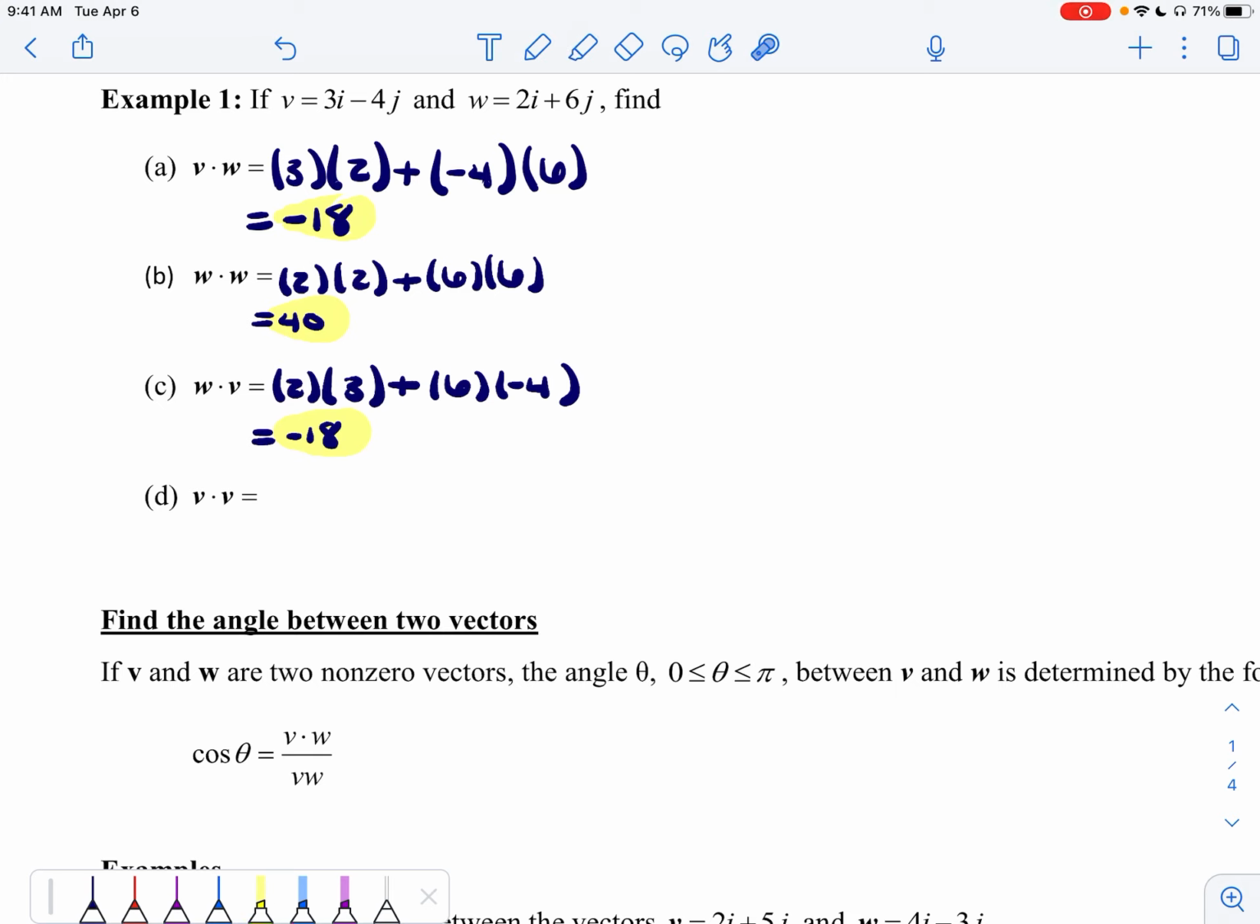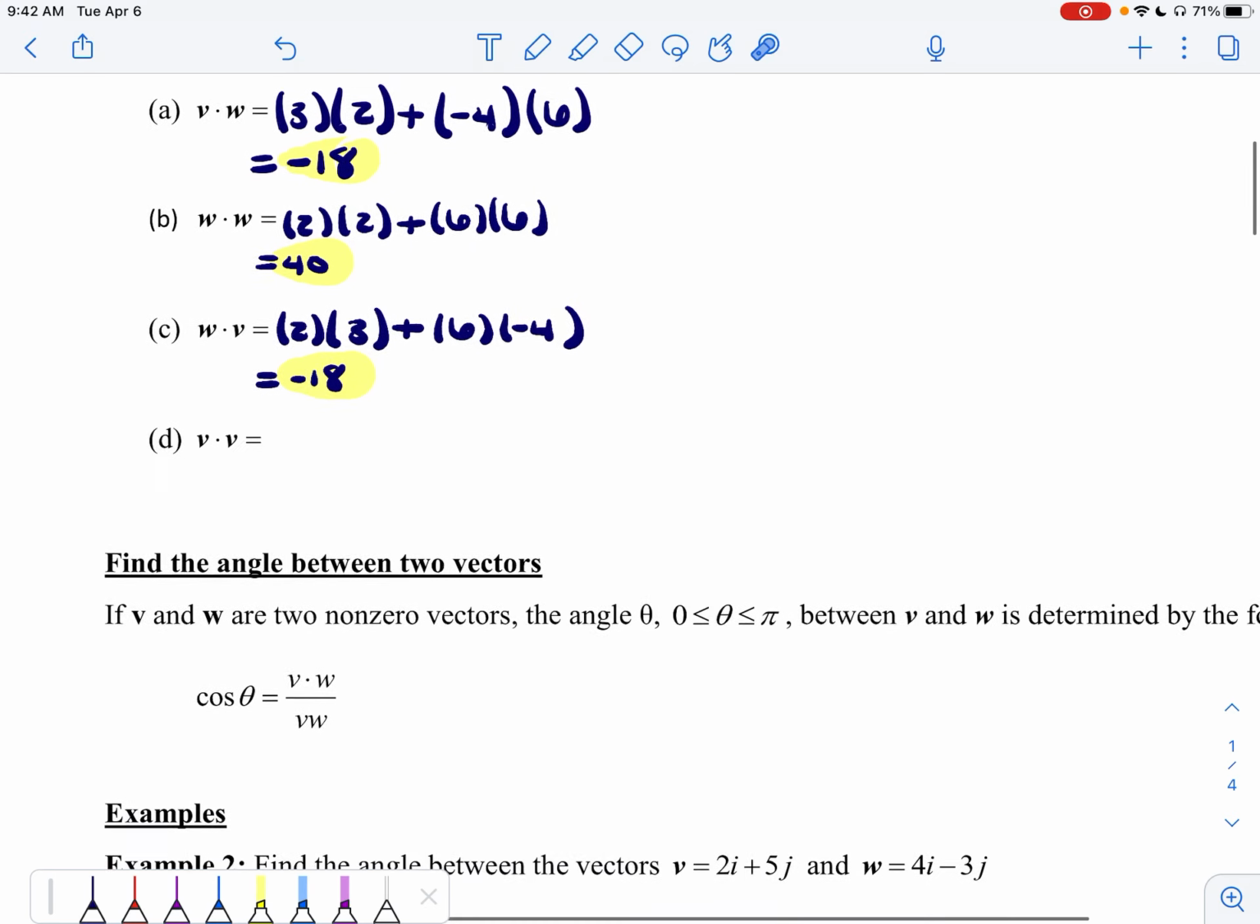Something that I want to point out to you guys here is notice that our answers for A and C are exactly the same. So v dot w is always going to be the same as w dot v. With the dot product, the order does not matter. Just like regular multiplication, if you switch it around, you're going to get the same answer.